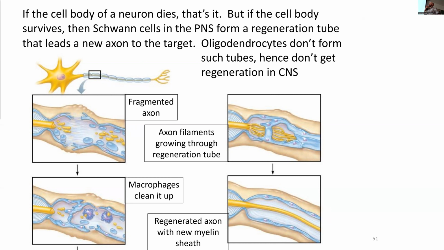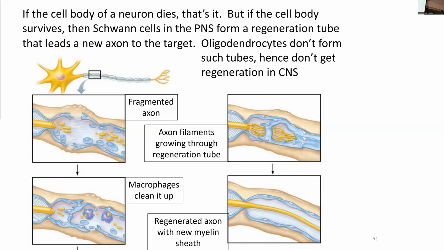So if the cell body dies, if the nucleus and associated organelles of the cell body die, that's it. It doesn't get replaced. But if the axon is damaged, it can be regenerated. You can see a walkthrough of what happens here. You see some damage to the axon. You see these bits of myelin sheath floating around. Parts of the axon are here. The macrophages will come and clean it up. So these are immune cells.